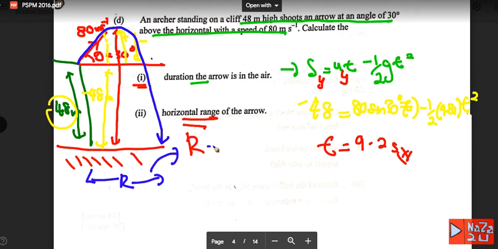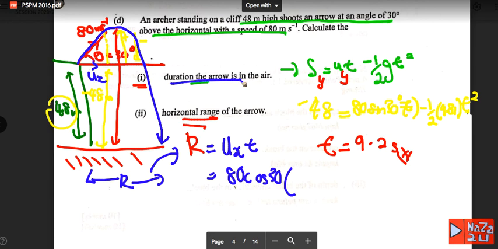How to calculate the range R? You can use range equals ux times t. ux is always constant; resolve the 80 meters per second to ux, so 18 cos 30, times the time of flight or duration of the arrow, from answer number 1, 9.2. So the final answer is 637.4 meters.